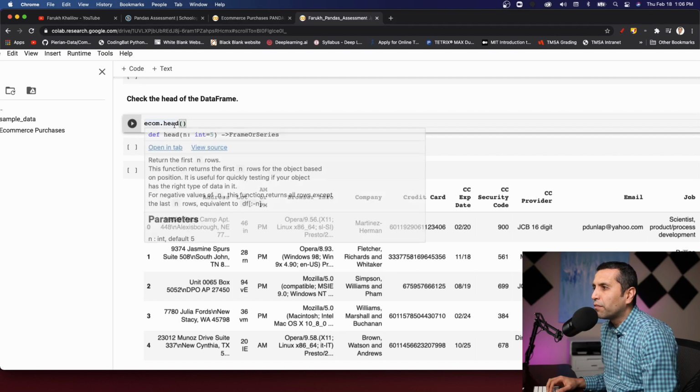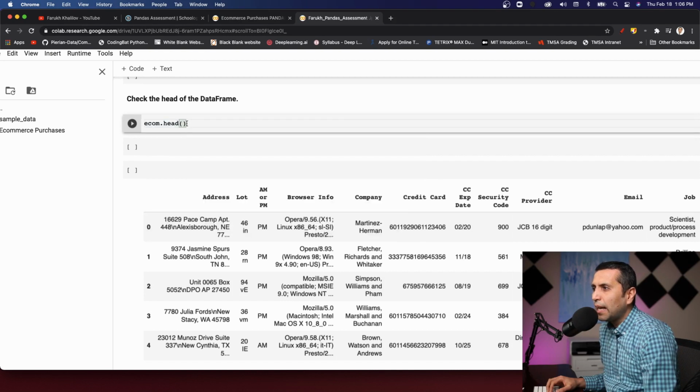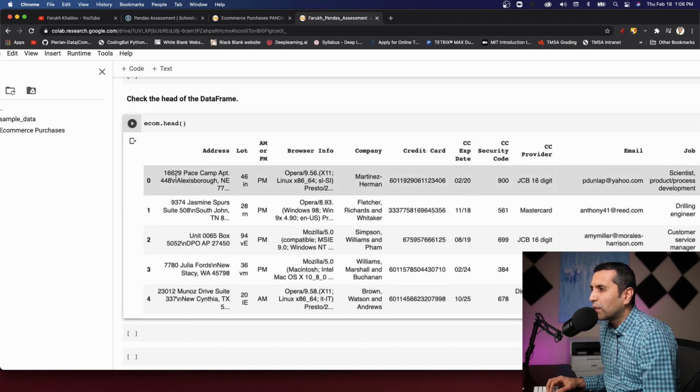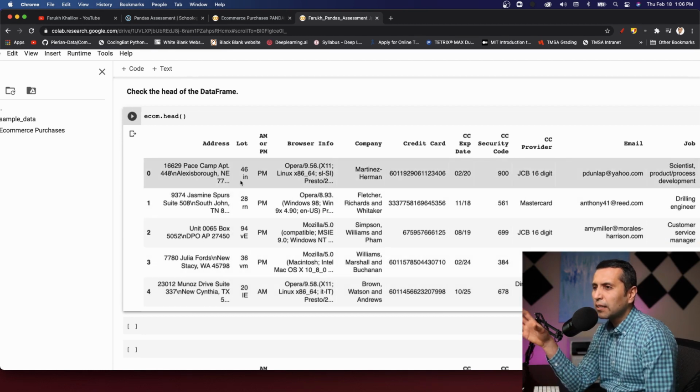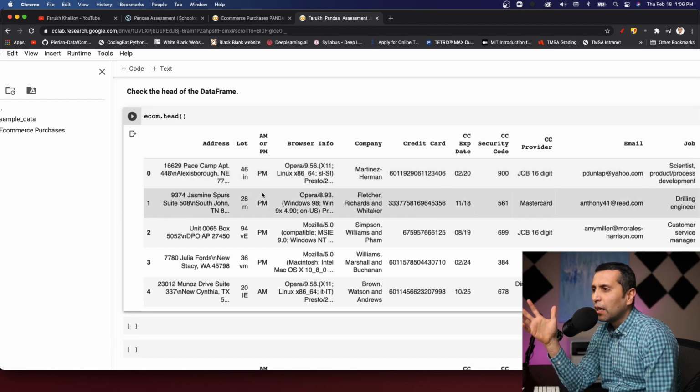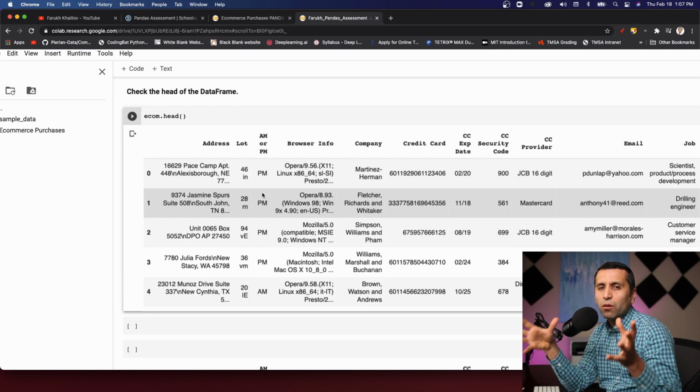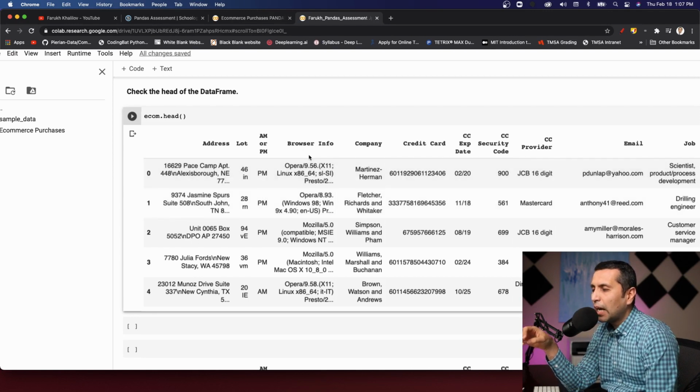You see, that is the function. If I do not specify anything inside my parentheses, that is going to bring my 5 values. So right now what I see is 5 entries only. Let's go ahead and analyze them. So I have addresses, which is good. I have my lot. I have my AM, PM. What does it mean? That in what time frame it was ordered. And after that, I have my browser information.